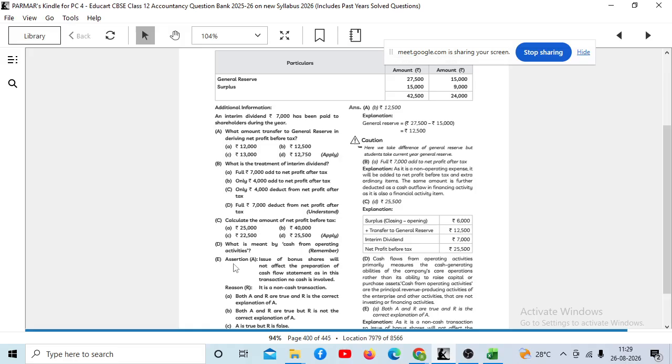So this statement is true, right? Since there is no flow of cash, it will not come in the cash flow statement. Now let us read the reason. It is a non-cash transaction. Yes, it is a non-cash transaction. So this is also true, right? So what will be the correct answer? Both A and R are true, and R is the correct explanation of A. So the answer for E is A. Fine. So this question is completed. Let us move towards the next question now.